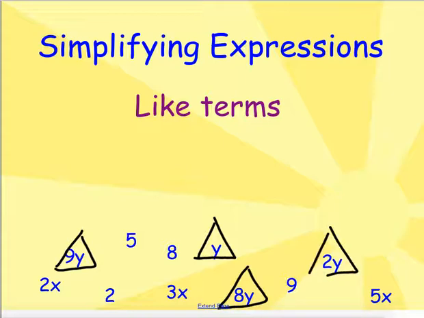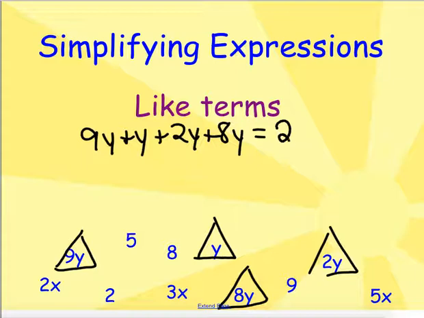So if I were to add all of those up and say 9y plus 2y plus 8y, I would see, well, if these are all how many y's I have, then that means altogether I have 20 y's. Notice that when I'm combining like terms and adding things up, the variable does not change.